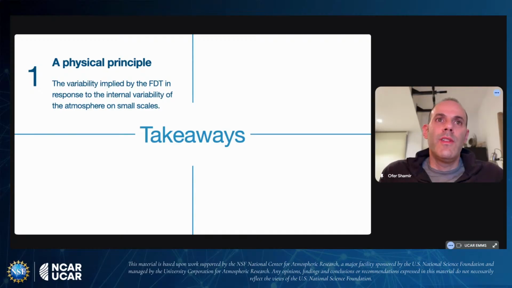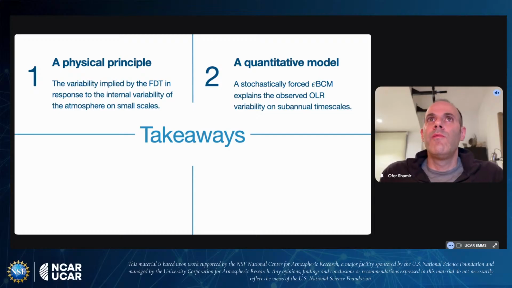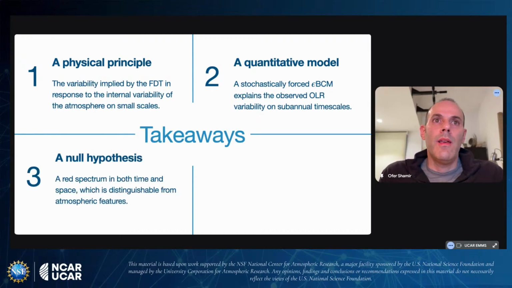So we wanted to understand what the physical origins of the background are. And the idea was to identify it as the variability implied by the fluctuation dissipation principle in response to the internal variability of the atmosphere on small spatiotemporal scales. This gives us a quantitative model, a stochastically forced energy balance climate model, which is capable of explaining the angular and temporal power spectra on subannual timescales. With that, we get a physically based and empirically consistent null hypothesis, which in particular has the desired property that it's red in both time and space.